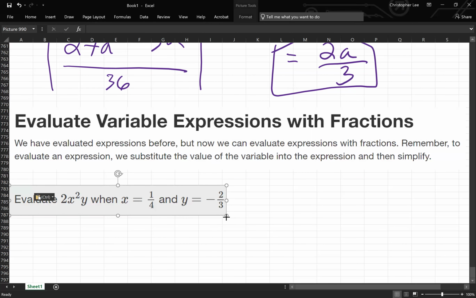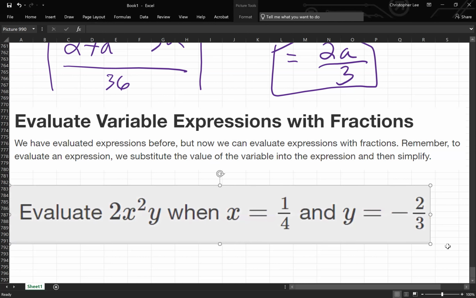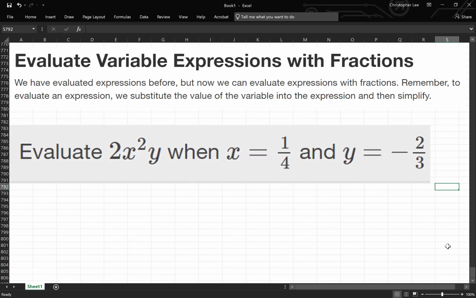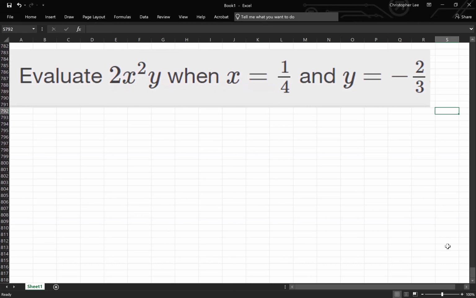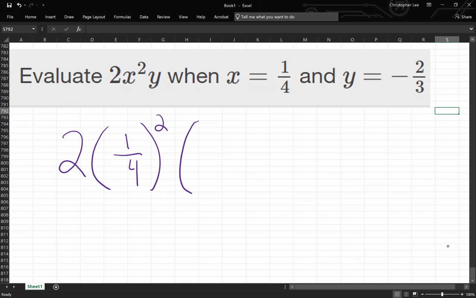Boom. So I have what? 2x squared y when x equals 1 over 4 and y equals negative 2 over 3. So I'm just going to take the values and plug them into the expression and then solve it. So this is going to become what? 2. But instead of the x, what do I have? 1 over 4 squared times y, which is negative 2 over 3. So all I did was take the variables and plug them in. That's it. After that, a little bit of math and we're done, right?